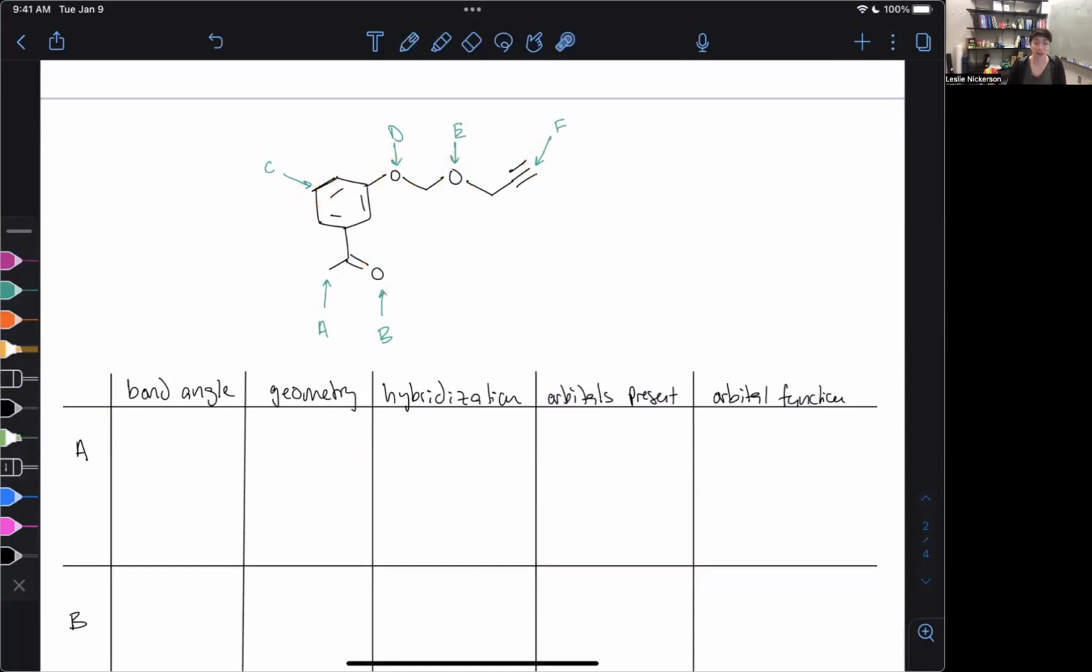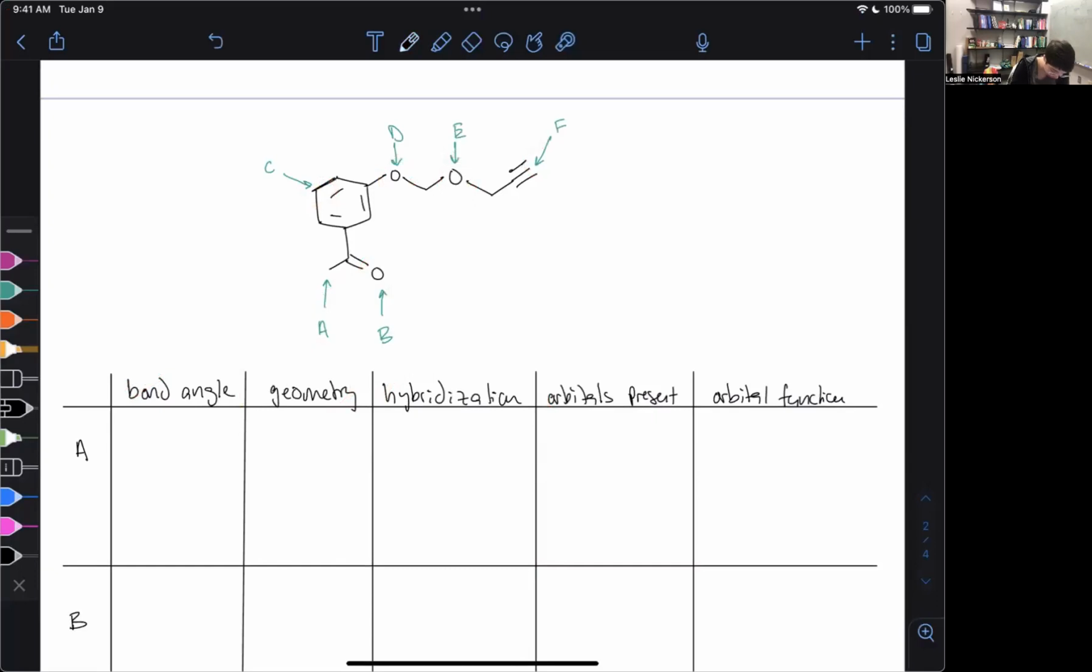When I'm looking at this, I tend to think that the hybridization is the easier one to start with, because that helps you fill in the rest of this. It's tough to tell bond angle when you're just looking at it and you haven't thought about the hybridization, because bond angle, geometry, and hybridization all go together. So let's go ahead and start with A.